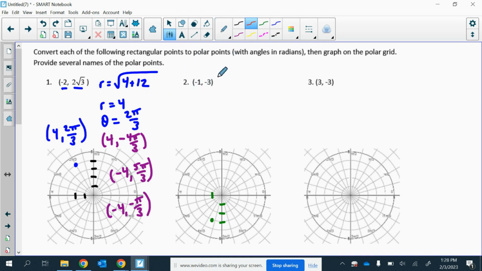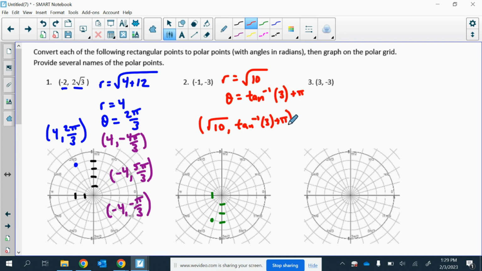But now I have to do an r and a theta. So r is equal to the square root of 1 plus 9, the square root of 1 squared plus 3 squared. And then theta, it's in the third quadrant, so I know I'm going to have to add pi. So that's arctan of 3 plus pi. So square root of 10, arctangent of 3 plus pi. And that doesn't end up being a nice angle.